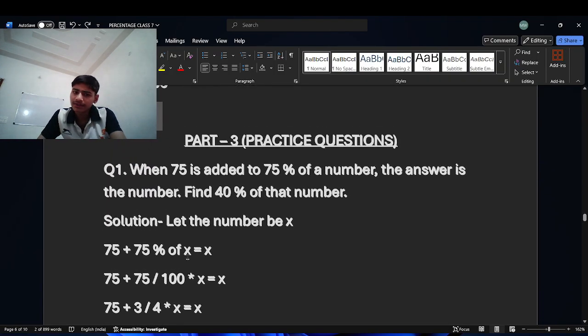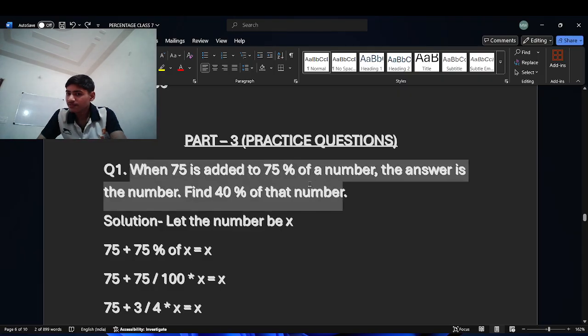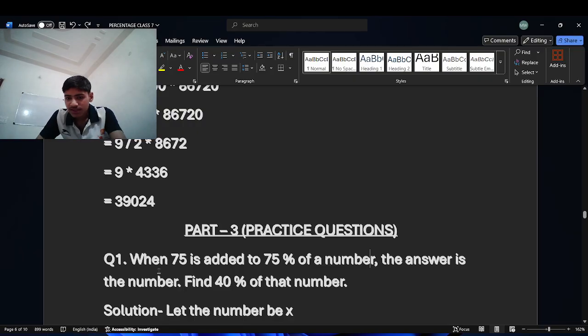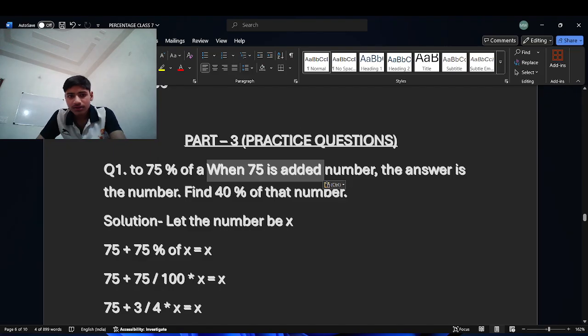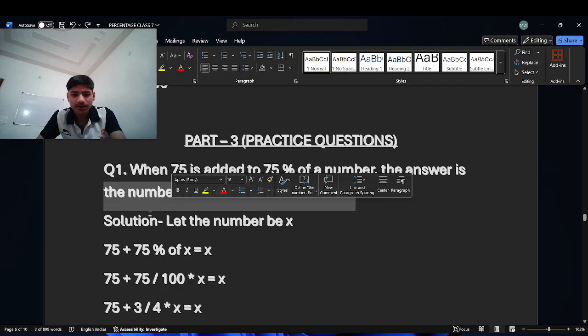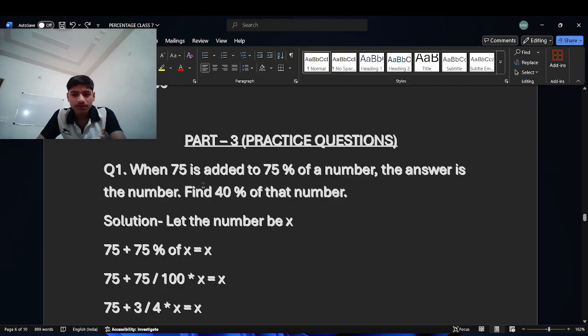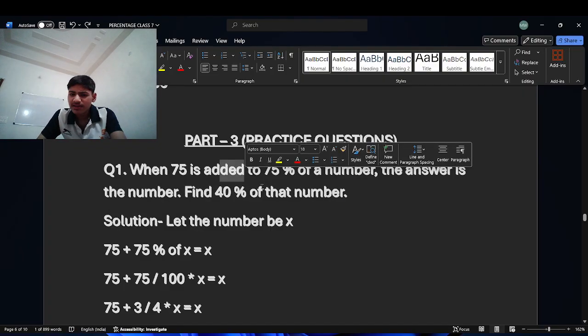Okay, let's move on to part 3 questions. When 75 is added to 75% of a number, the answer is the number. If 75 is added to 75% of a number, the result we get is the number only. Find 40% of that number.